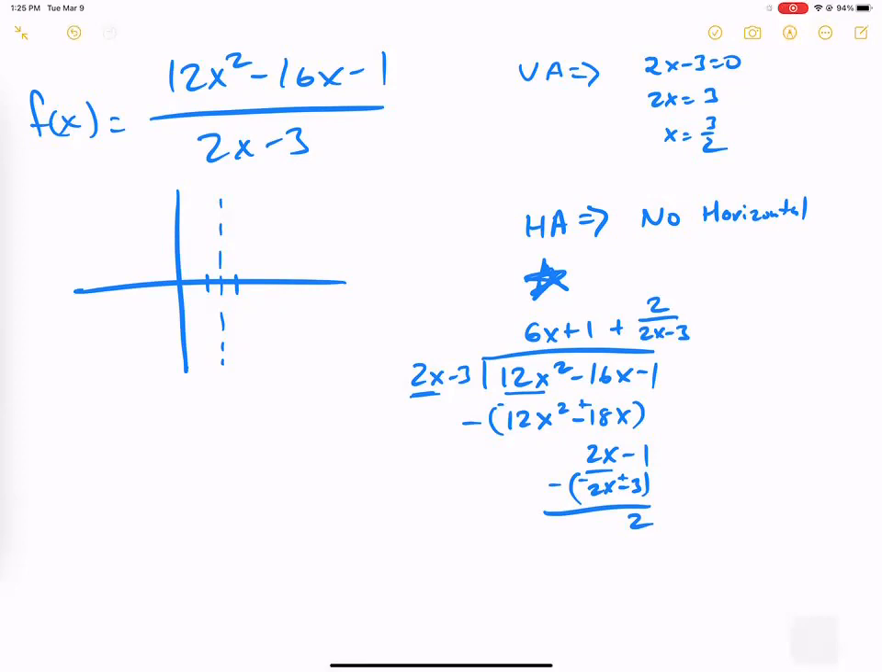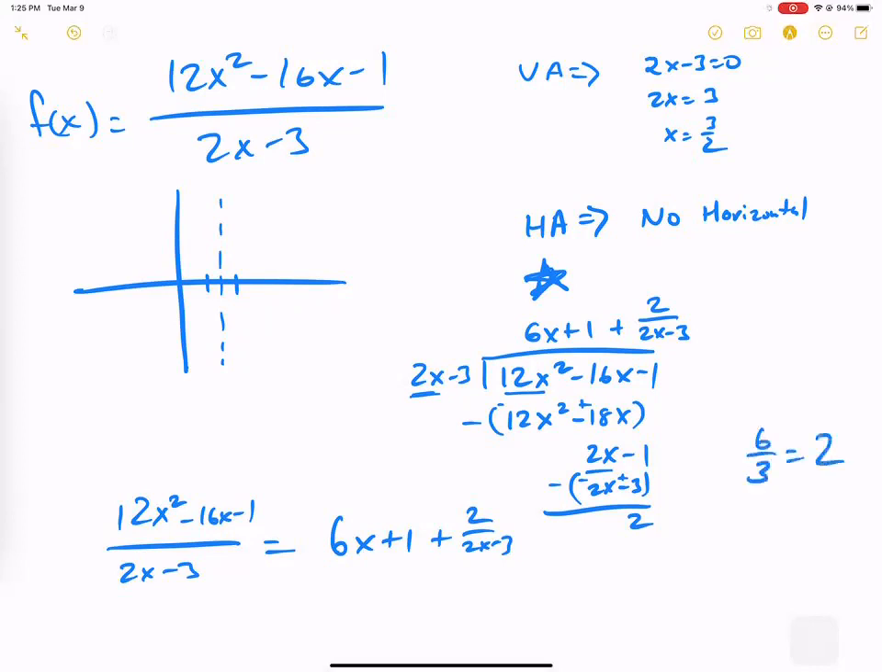Now my follow-up question is this. Given our new problem here, 12x squared minus 16x minus 1 over 2x minus 3 is exactly the same graph as 6x plus 1 plus 2 over 2x minus 3. They're exactly the same graph. They're exactly the same value. We just divided. What's the difference between 6 over 3 and 2? Nothing. I just divided it. They're the same equivalent value. What's the difference between 7 over 5 and 1 and 2/5? Nothing. They're exactly the same thing. So I want to tell you guys that this graph here is the same graph as this one here.